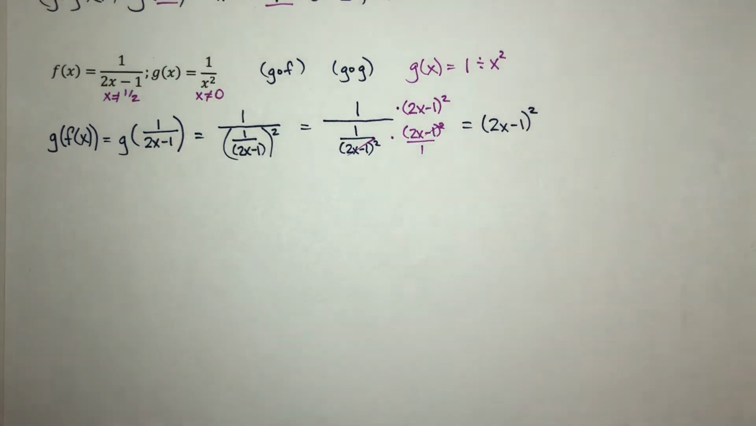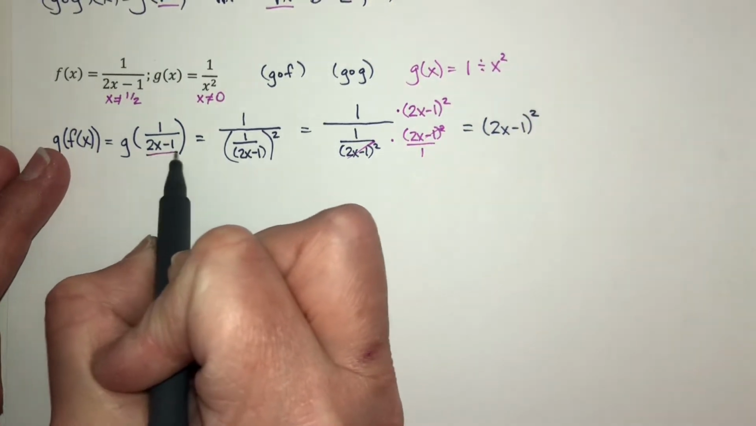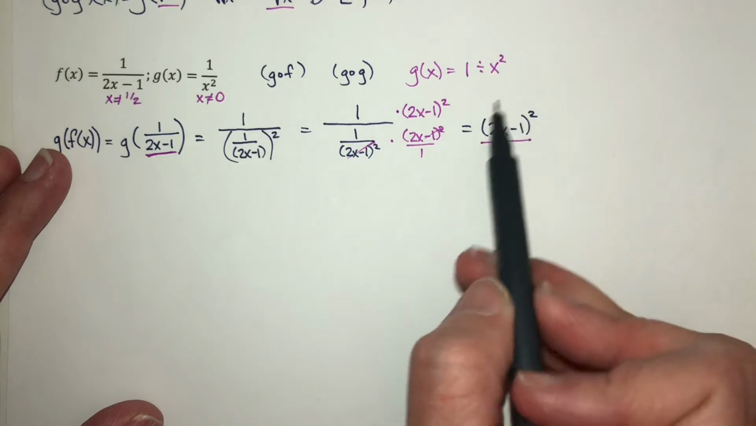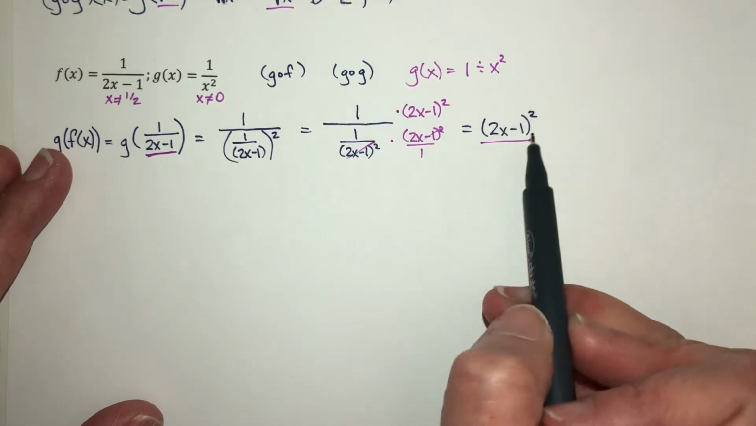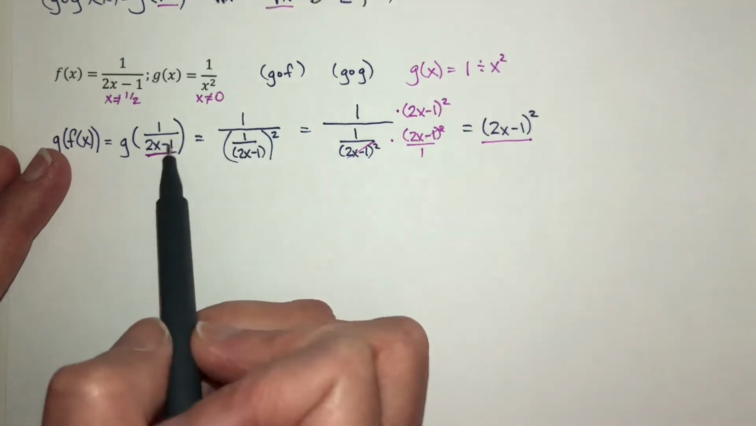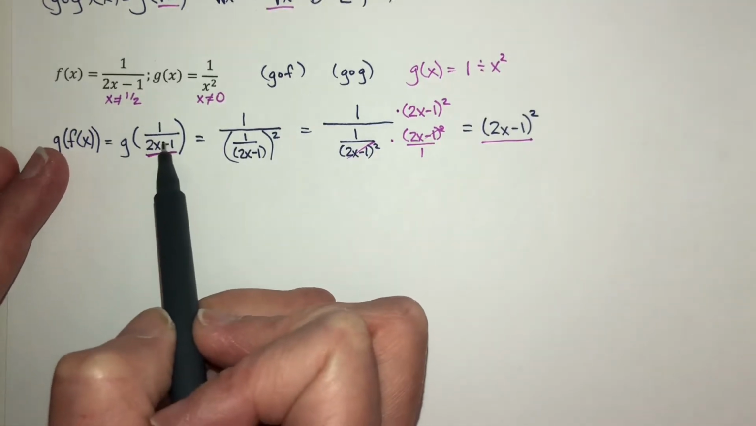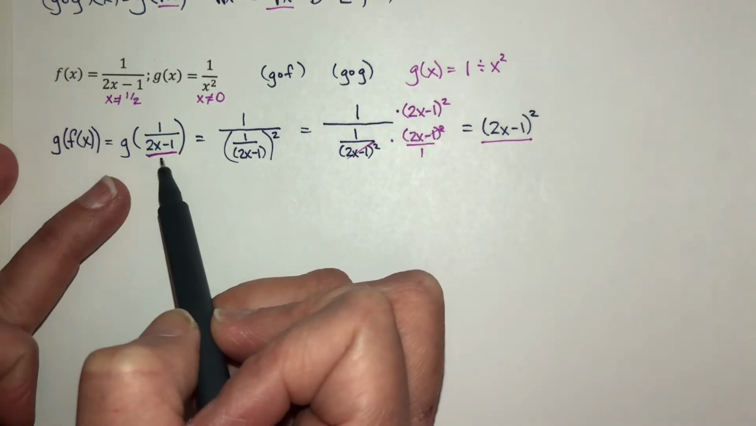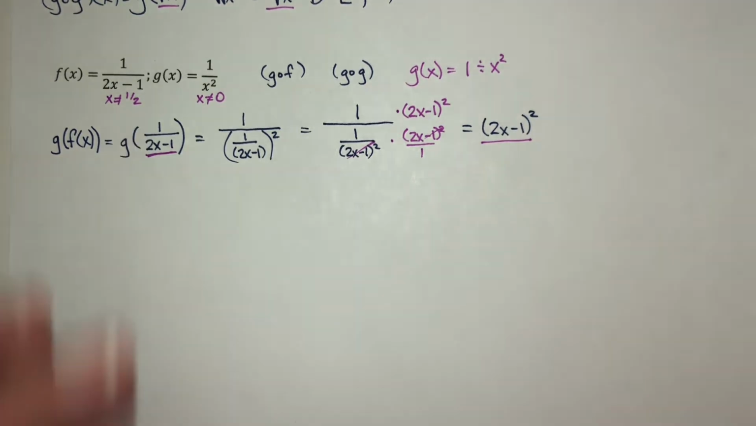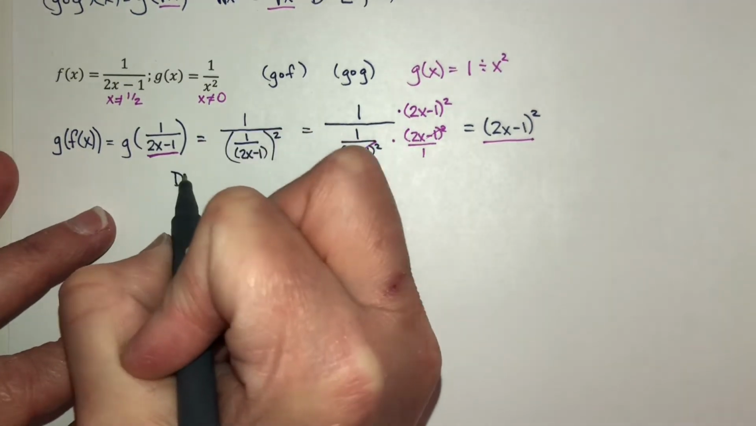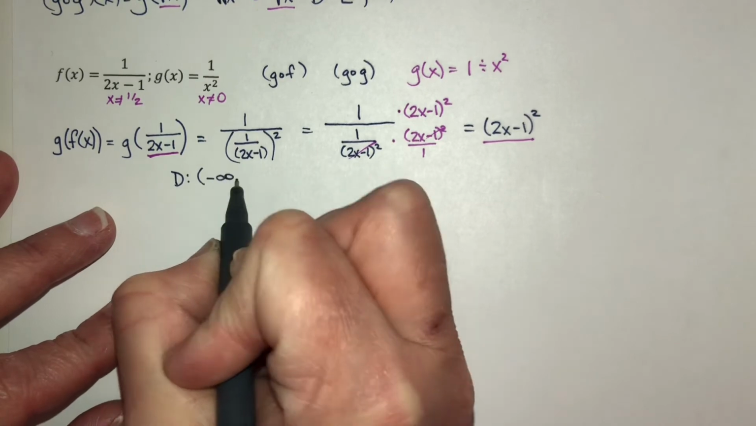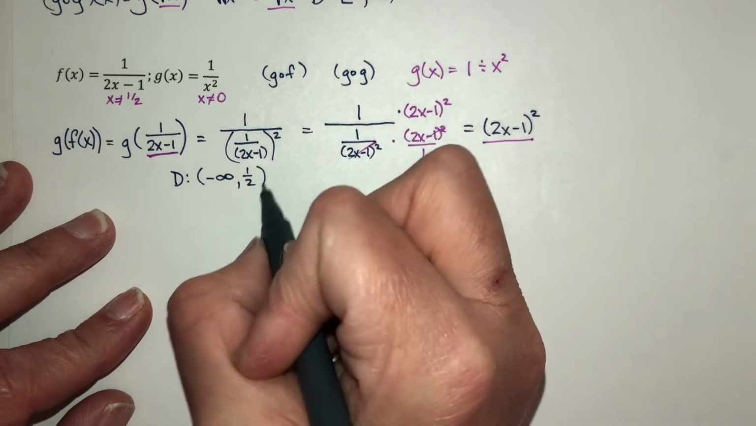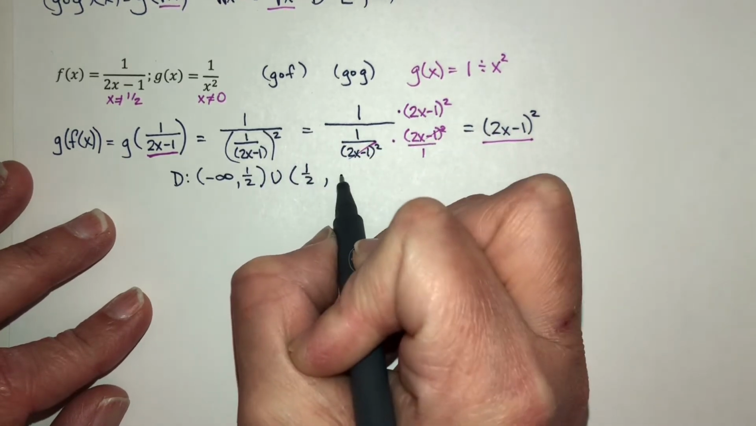Okay, so the domain. I need to look right here and right here. This is a quadratic by itself. It has no restrictions. This, however, had a restriction. So even though the issue appears to have gone away here, we still have to be aware of it. So my x still cannot equal 1/2. So that means the domain for this one will be negative infinity up to 1/2, parentheses, union 1/2 to infinity.